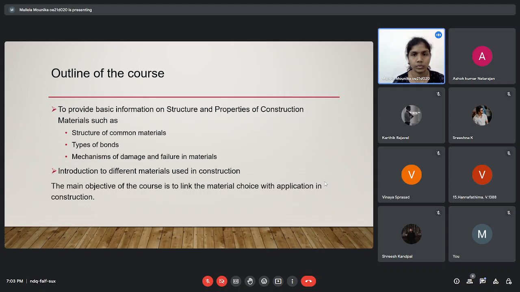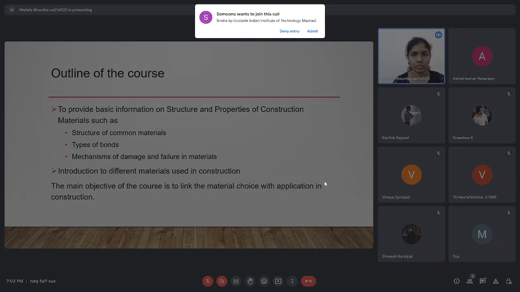If we go to the outline of the course, you can see there are two aspects in this course. The first aspect deals with the basic information on the structure and properties of the construction material. For example, if you take a construction material such as steel or concrete, then before going for the application of it in some construction, we should have some understanding about the structure and the material properties of the particular construction material which we are going to use.